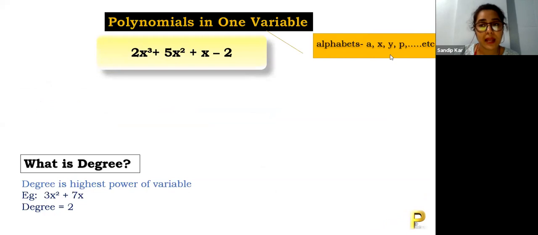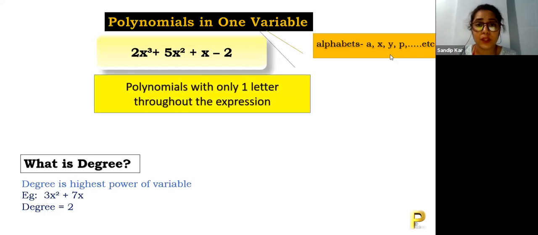Variable is only alphabets. One variable means that throughout the expression we will have only a single alphabet or a single letter in it. Then the polynomial can be considered as a polynomial in one variable. So in 2x squared plus 5x squared plus x minus 2, you can see that throughout the expression only one letter can be observed, that is x. Therefore this given polynomial is a polynomial in one variable.